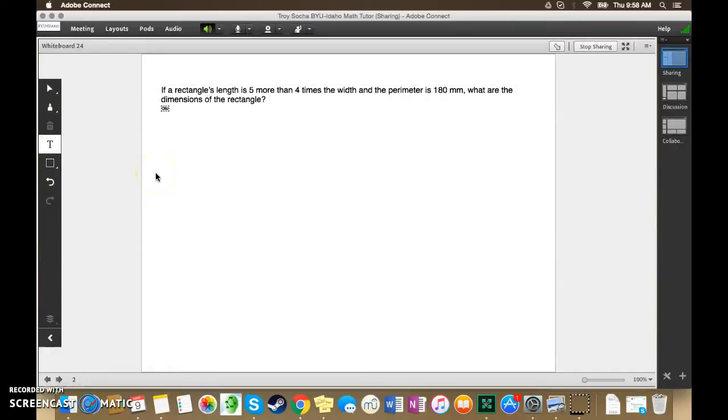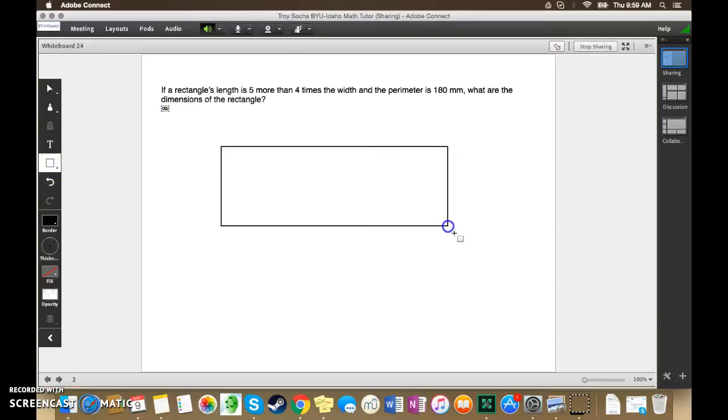If a rectangle's length is 5 more than 4 times the width, and the perimeter is 180 millimeters, what are the dimensions of the rectangle? Okay, so we know something. First off, if I read it again, it says a rectangle. Okay, rectangle. Now it's telling me something about the length, so the long side. So the length is the long side, so I'm going to call that L.